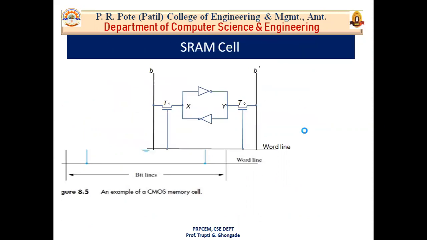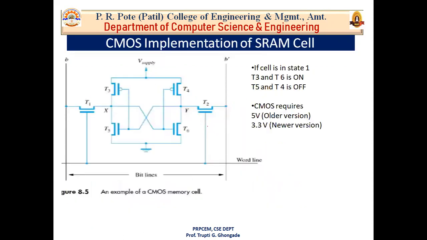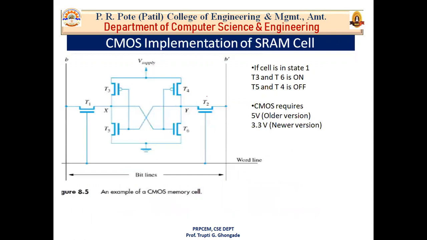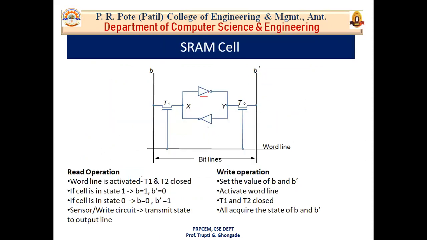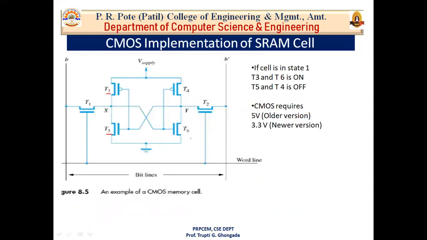So, here you have two inverters, that is inverter 1 and inverter 2. These two inverters are shown as CMOS transistors here. So the first inverter, that means this one, constitutes transistors T3 and T5, and the second inverter, this one, constitutes transistors T4 and T6.